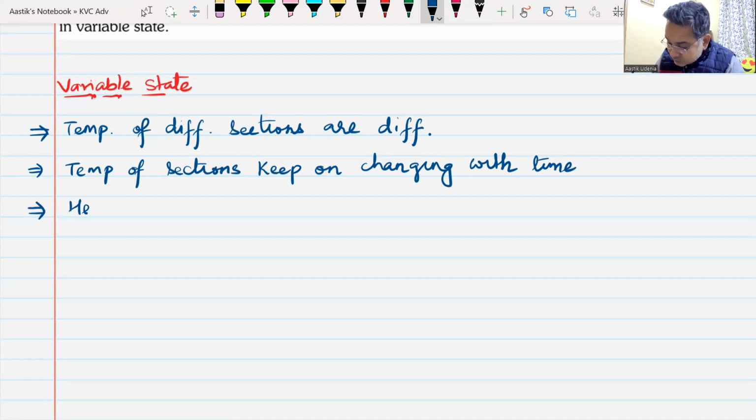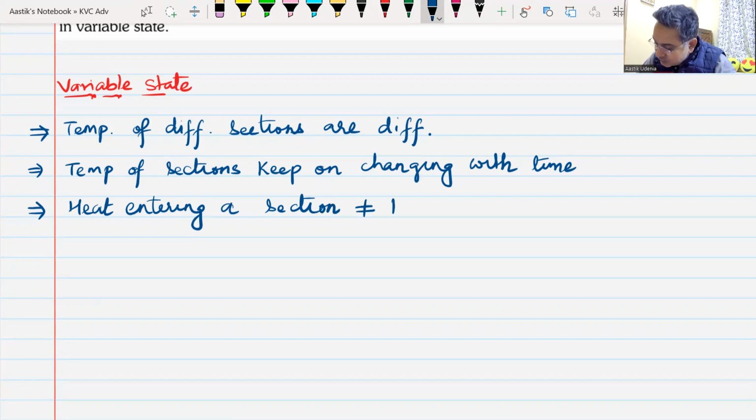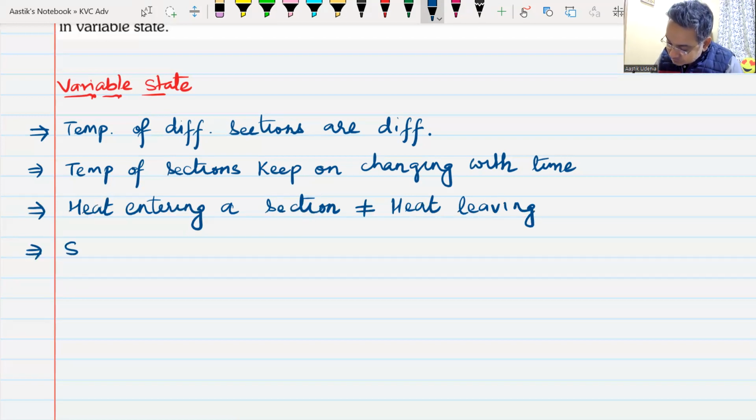Heat entering any section is not equal to heat leaving that section. Why is it not equal? Why is the heat not equal? Some heat is absorbed in the section.